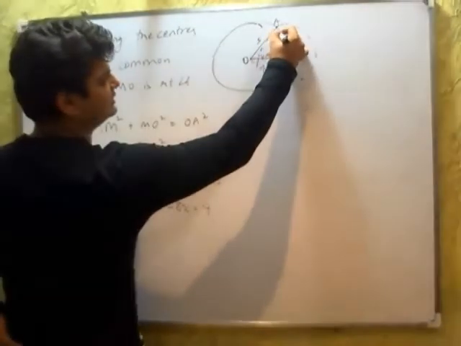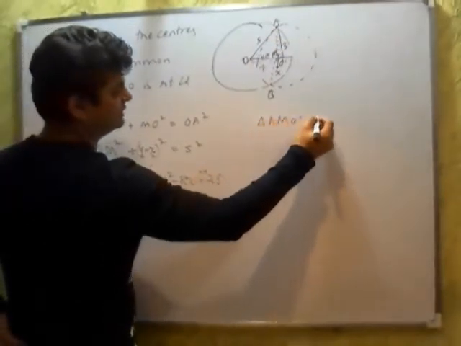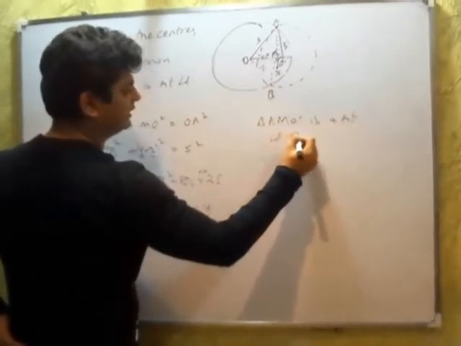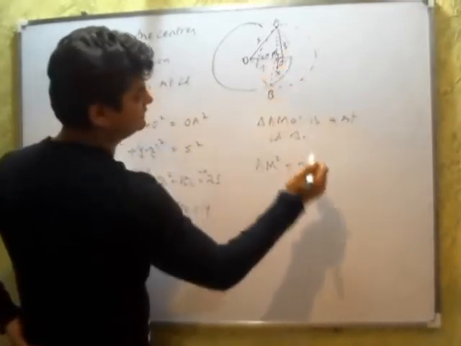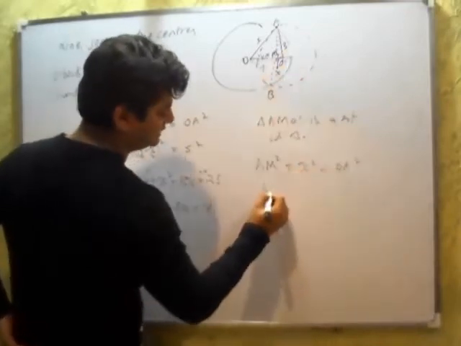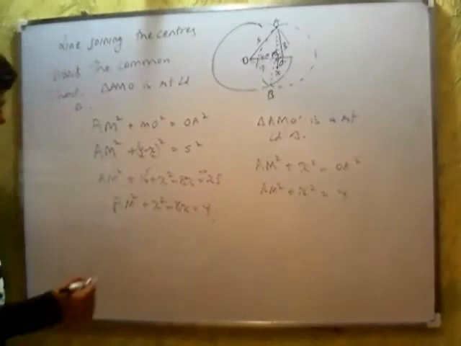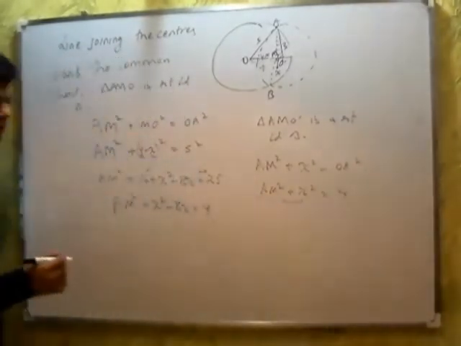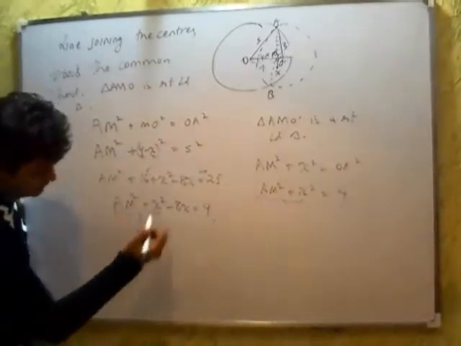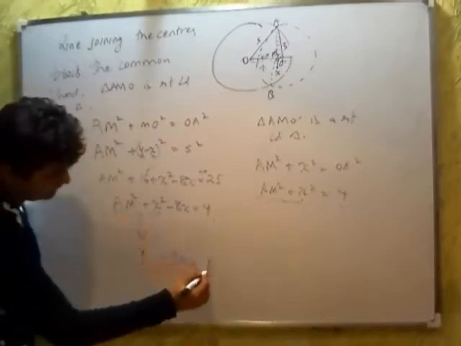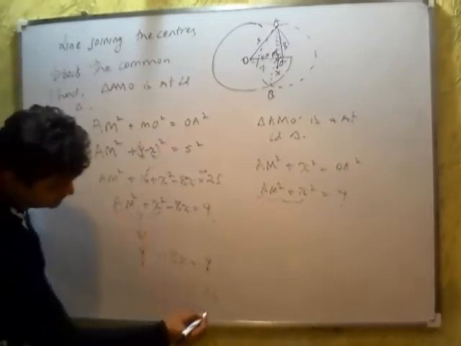Now if I try to figure out this particular triangle, then triangle AMO dash is a right angled triangle, and eventually AM square plus x square, because this length is x, is equal to OA square. That is AM square plus x square is equal to 9, 3 square. We know that AM square plus x square is 9. We don't know the value of each of them individually, but we can substitute this as 9. 9 minus 8x equals 9. 8x goes over there, 9 comes over here and becomes 0. That means 0 is equal to x.